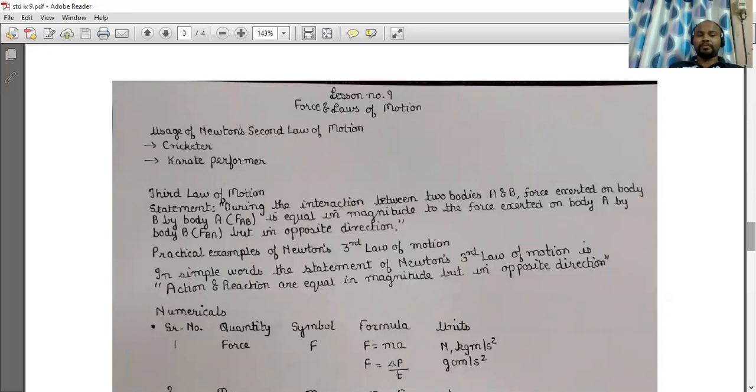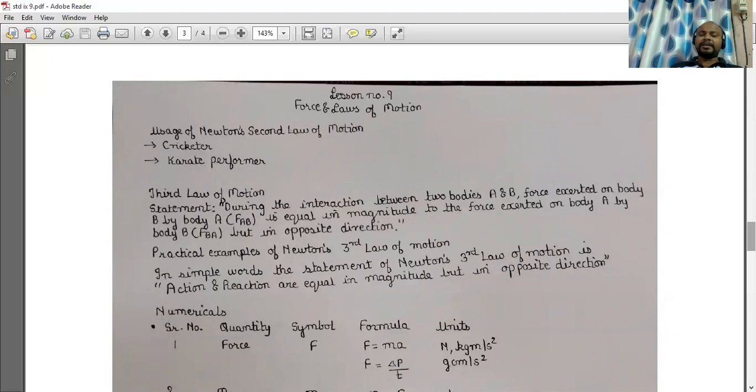Moving on to the next topic, third law of motion. The statement suggests during the interaction between two bodies A and B, force exerted on body B by body A, which is denoted as FAB, is equal in magnitude to the force exerted on body A by body B, that is denoted as FBA, but it is in opposite direction.